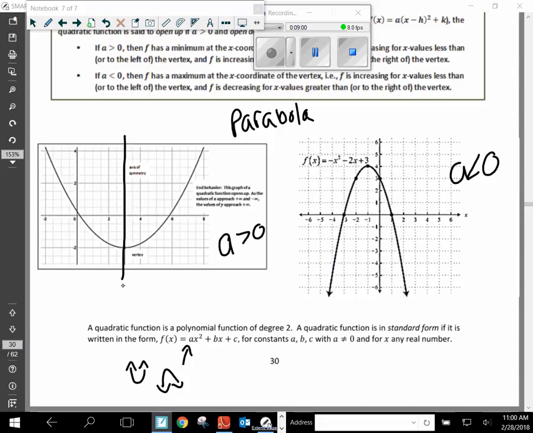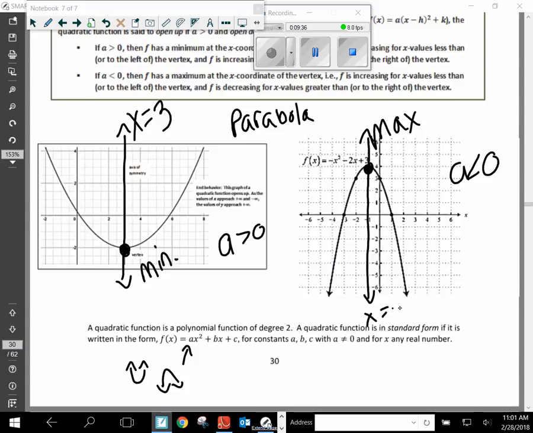This is called the axis of symmetry. So this line happens to be x equals 3. It's always x equals a number. This line is very important. It is the line that makes this half of the parabola symmetrical to the other side. The point down here is called the vertex. When A is positive, the vertex is a minimum. When A is negative, the vertex is a maximum. So in this example, my axis of symmetry is x equals -1.